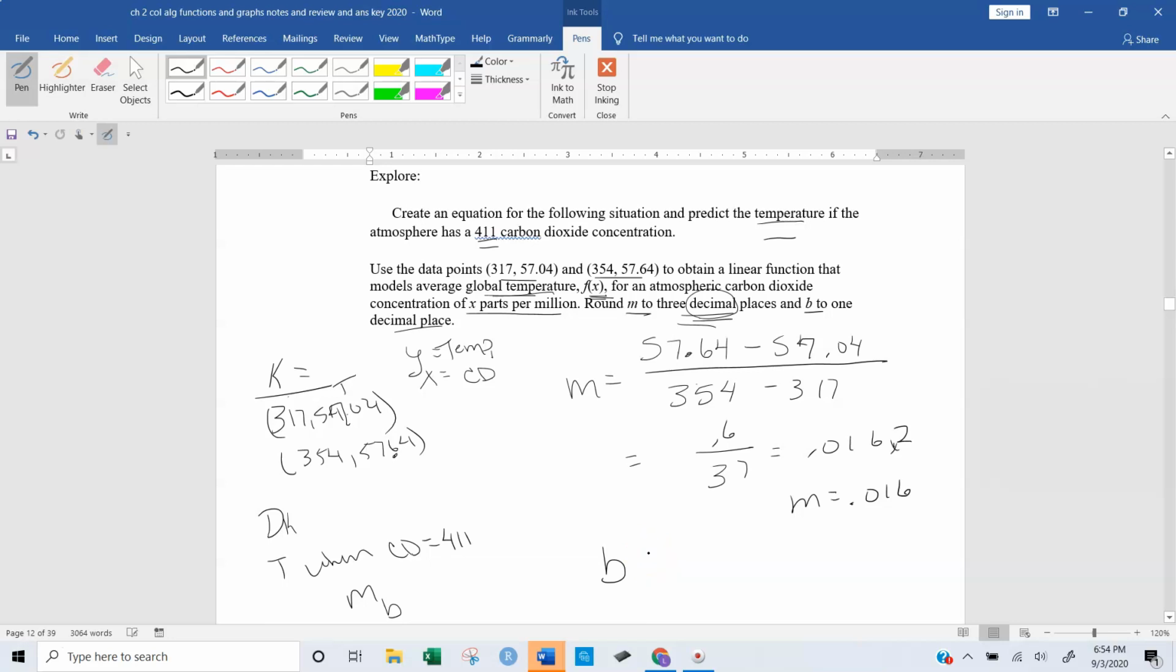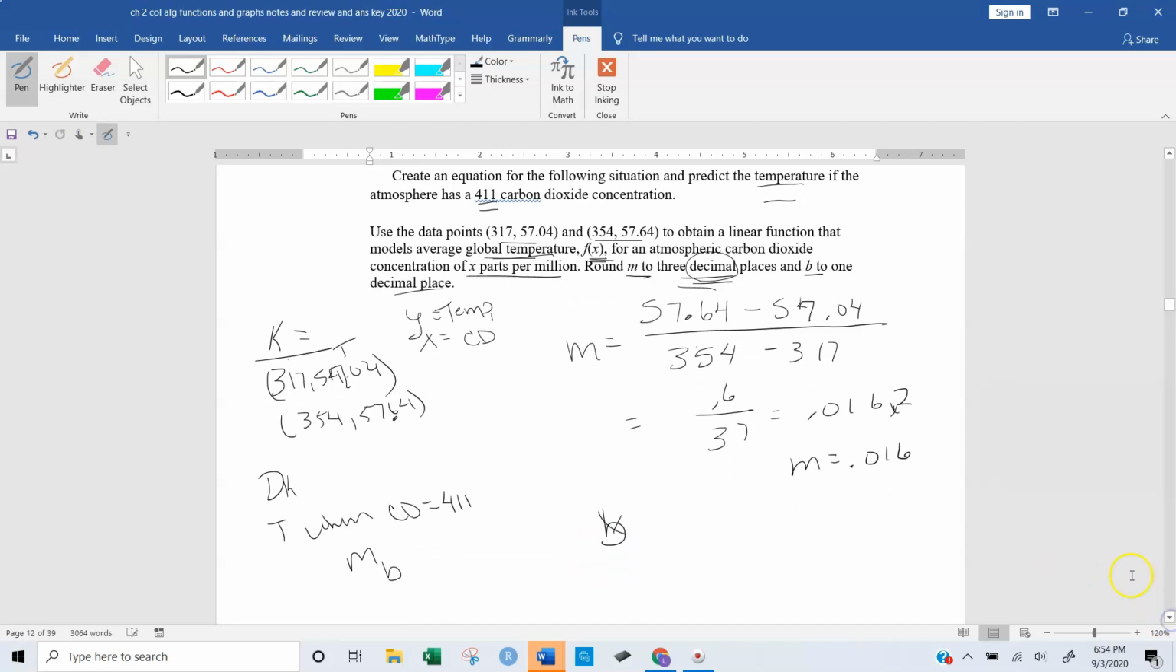So my y-intercept is a little bit more difficult because I don't have that. So I can't go straight to b, but I do have a point. So I'm going to pick a point. Let's pick this one because it's the smallest. And I know my slope. So I can write this in point slope form since I have a point and I have a slope. So I'm going to go y minus 57.04 equals 0.016 times x minus 317. You could have used the other point too. You would get the same answer.